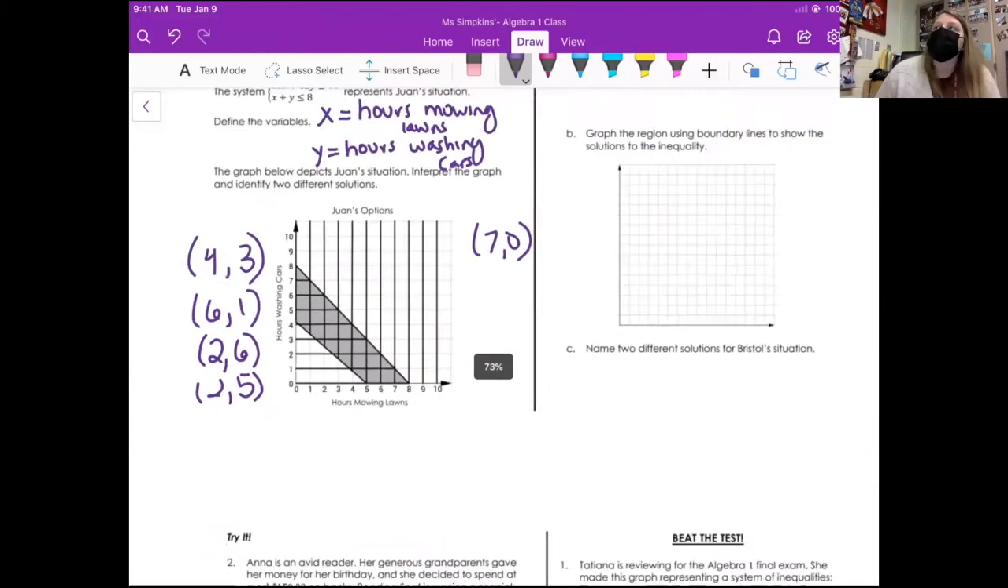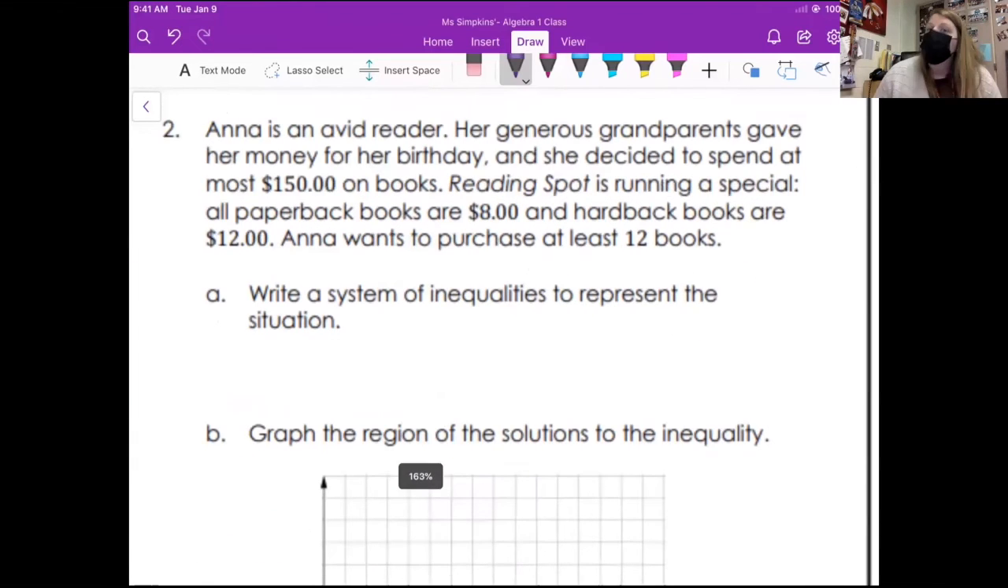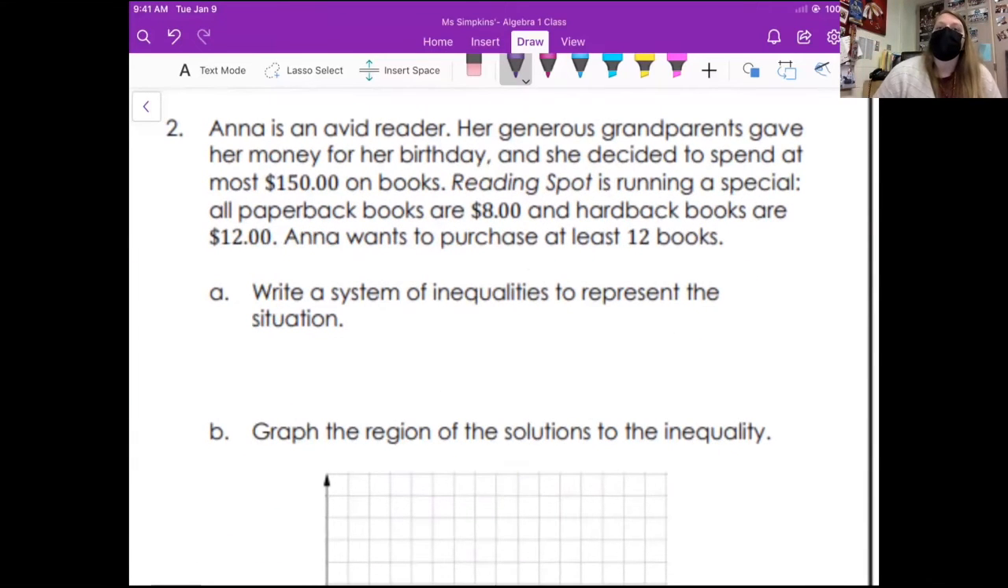This is where we're going to end up using Desmos, so just make sure that that's open. We're going to skip the let's practice and jump over to the try it. So the try it says, Anna is an avid reader. Her generous grandparents gave her money for her birthday, and she decided to spend at most $150 on books. Reading Spot is running a special. All paperback books are $8 and hardback books are $12. Anna wants to purchase at least 12 books.